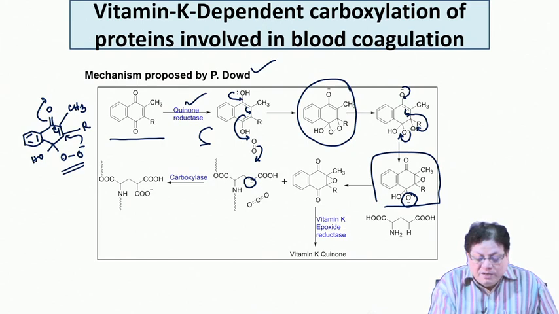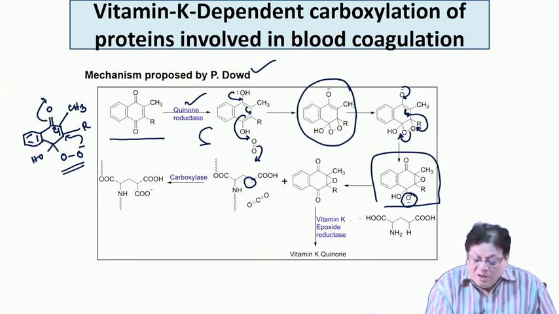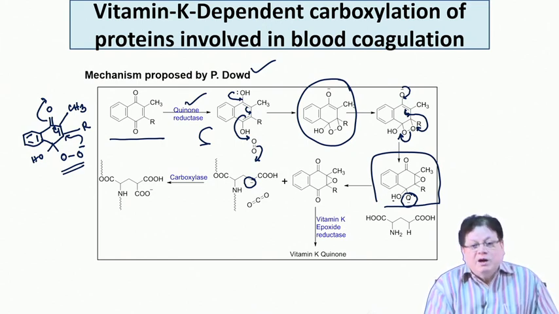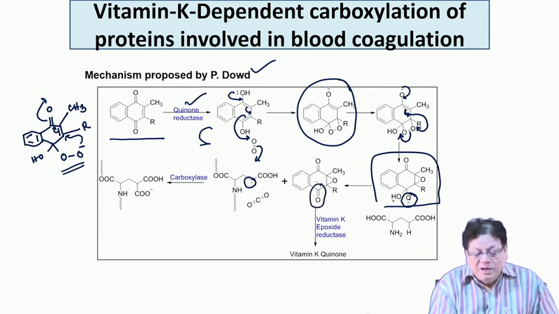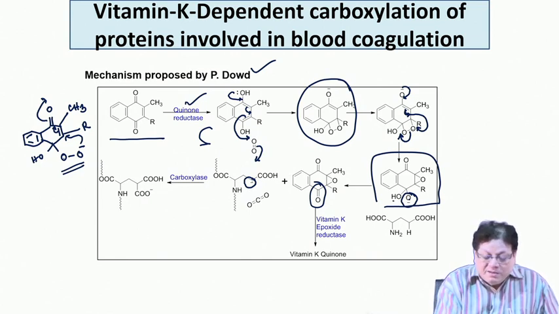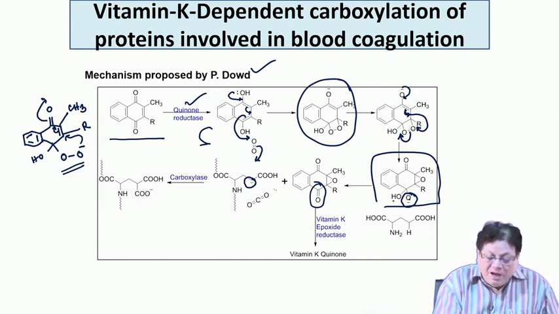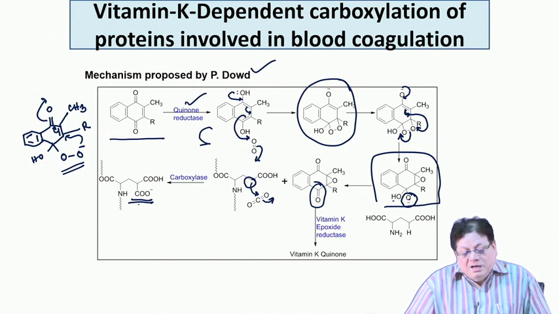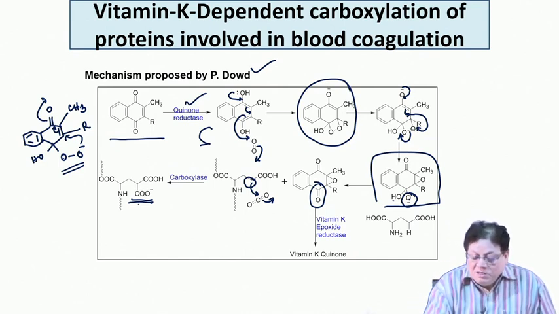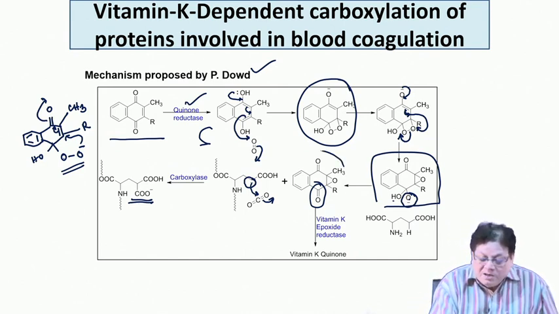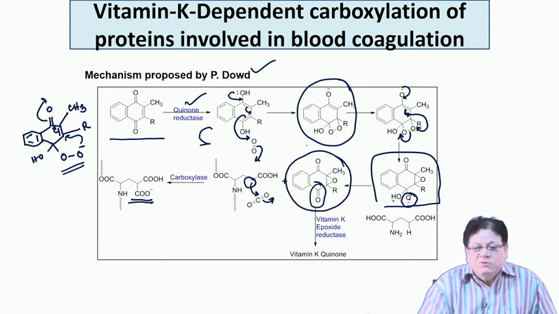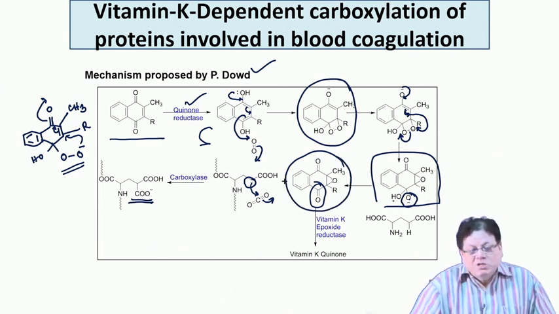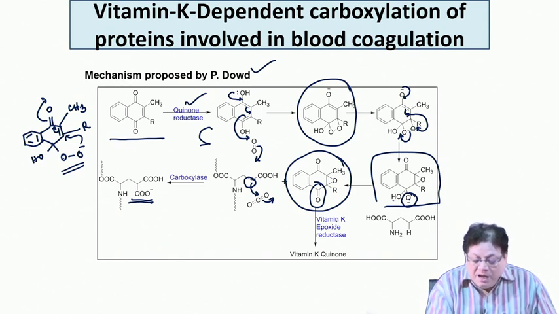The alkoxide now takes the hydrogen from here. So it becomes OH, and two OHs on one carbon basically means a carbonyl. So that goes to a carbonyl with loss of water, and the glutamic acid residue becomes an anion. This anion now reacts with carbon dioxide, and that is how the carboxylation takes place. Now this vitamin K is in the oxidized form, and moreover it has an epoxide here. So this is called vitamin K epoxide.